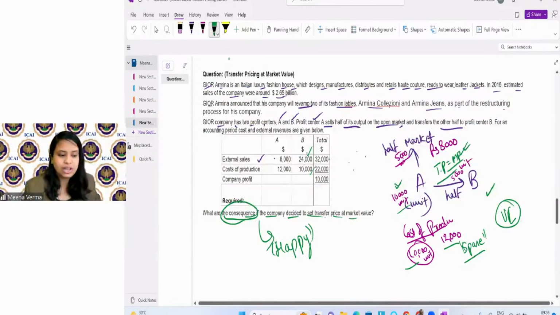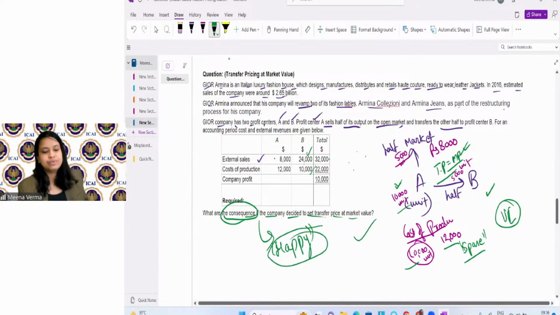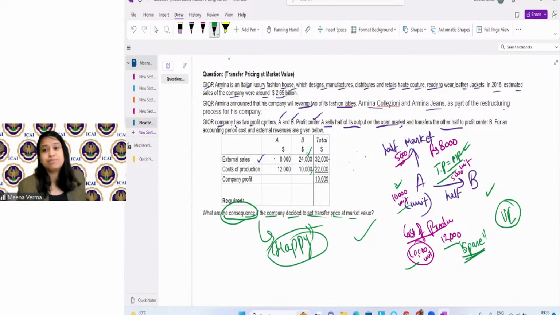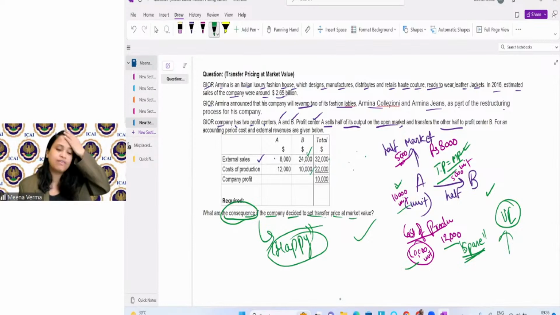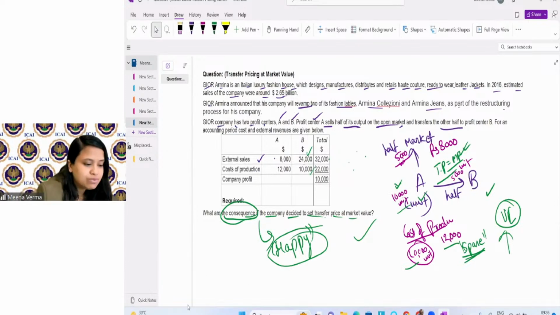They have not asked you to find the profit here. They have just asked what the consequences are. I will say division A will be very happy with the transfer pricing decision. Why? Because they had spare capacity and their expectation was to recover the variable cost only. But instead, they are recovering both variable cost as well as profit. Opportunity cost is zero here, they are not losing anything. So they are recovering more than they expected. It is profit for them, it is good for them. So A will be very happy with the transfer pricing decision. That's it. Okay, let me see what they have written in the answer.